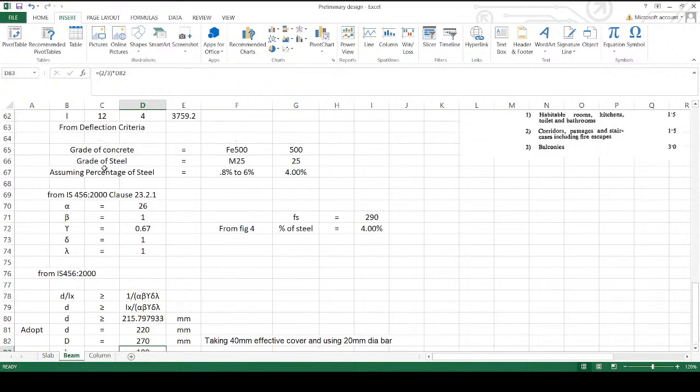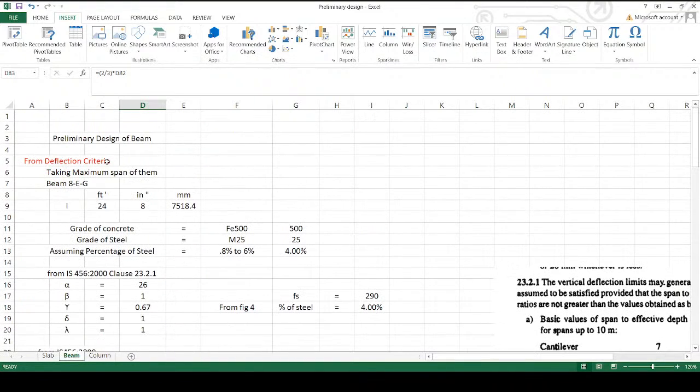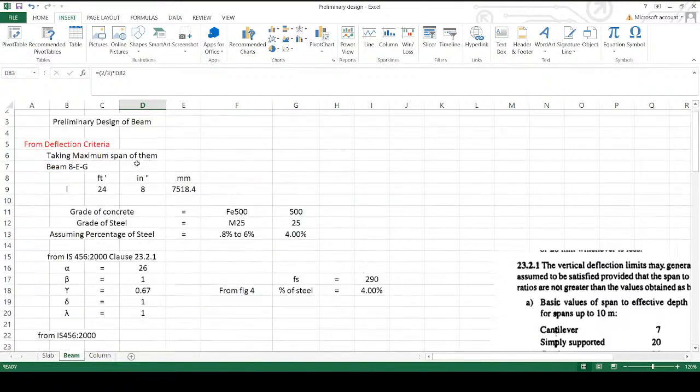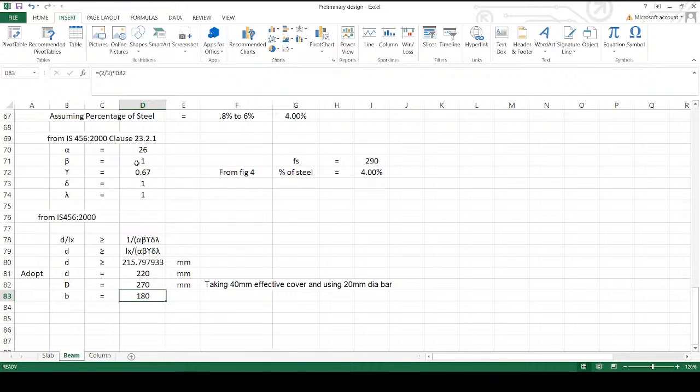I think we have got the information about the preliminary design of the beam, and in the next video we are going to discuss the preliminary design of the column.